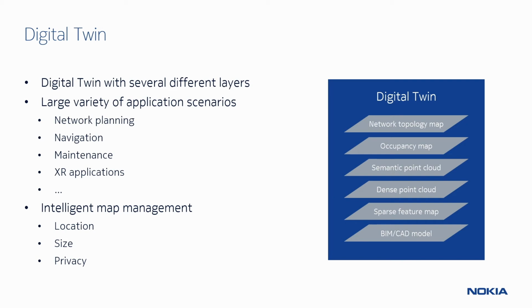So a digital twin consists of several different layers, which you can see here on this slide. In this case, these are 6 layers. So you can also include some semantic layers with all the marked objects. And you can, of course, also include there a network topology map. So we've seen how to create these digital twins, and we've already mentioned that you can use these digital twins for various application scenarios. But what has to be mentioned is that you also need a very intelligent map management system, so that you can update the maps in more or less real time, and that you also take care of the size of the map and also of privacy aspects.